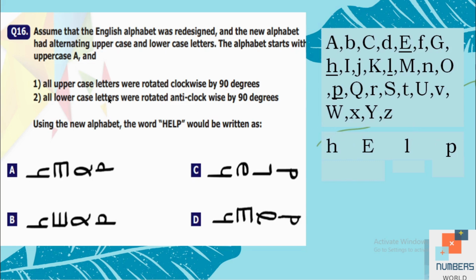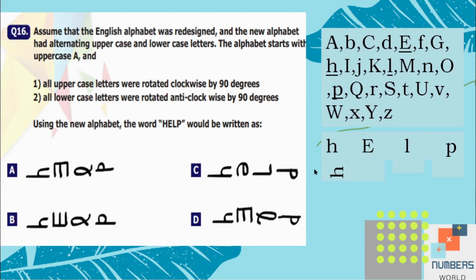Then according to the information, all the small letters are going to be rotated anti-clockwise, means backward. So here it will be rotated like that, anti-clockwise. E will be rotated on the other side. L will be again on the side of H, it's anti-clockwise, and P will also be anti-clockwise. So here A is the correct option.